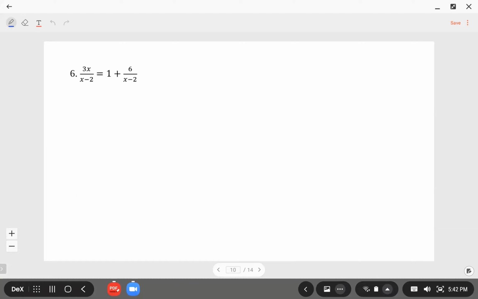So how do you do that? Very easy, right? What do you do here? This times x minus 2, right? To get rid of the fraction. So what do you do? 3x equals 1 plus 6. Actually, no, that's incorrect. You have to do x minus 2 plus 6. So after you do that, you'll get 2x equals 4, therefore x equals 2.